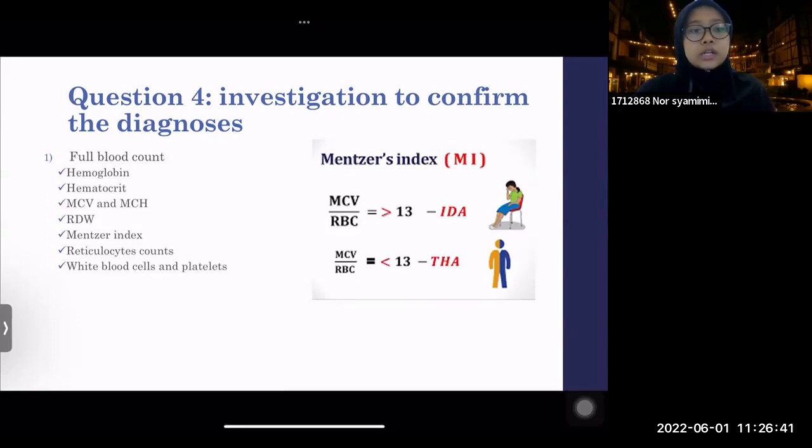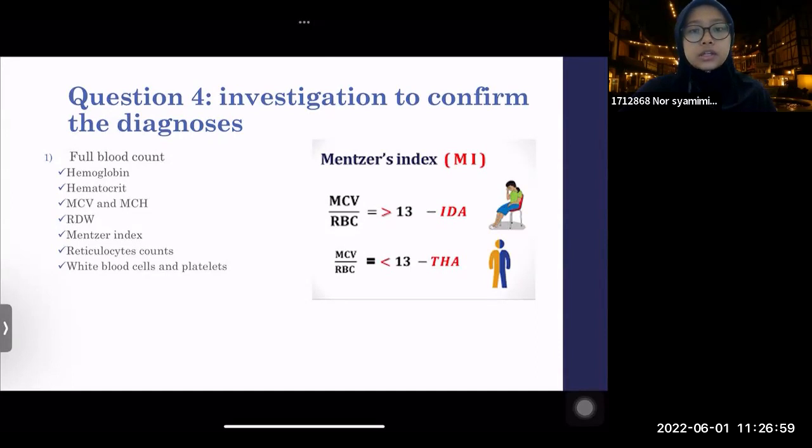And also we can calculate the Mentzer index, which is MCV divided by RBC, which could differentiate between IDA and thalassemia. Other investigations are the reticulocyte count, and also we need to look at the other cell lineages, white blood cells and platelets.